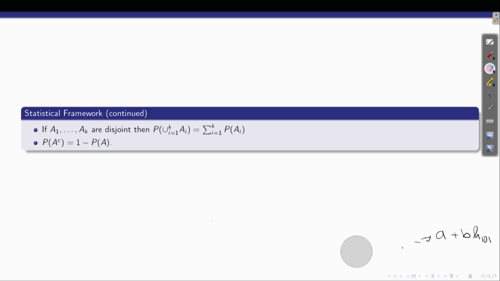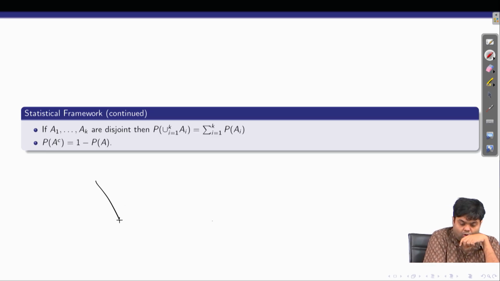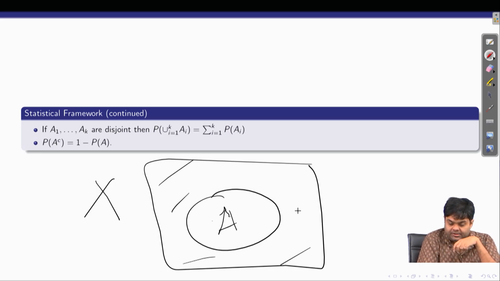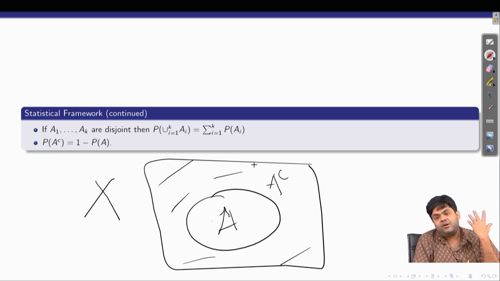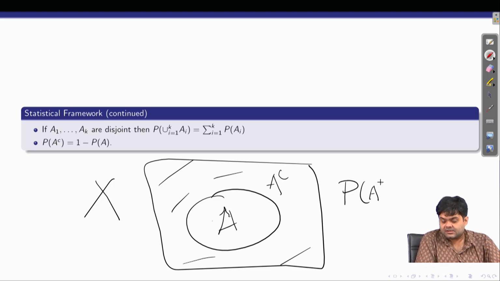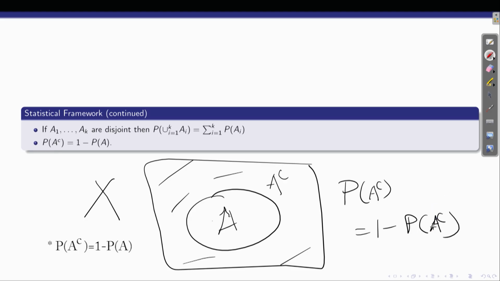Another important part is the complement set. If this is your X, the whole population, and this is your A, then the outside of A is called A complement. The probability of belonging to X is 1, so if the probability of belonging to A is something, then the probability of belonging to A complement is 1 minus probability of A. It is like the chance of getting head is 70%, the chance of getting tail is 30%, just whatever is left out. These are some important properties of probability.